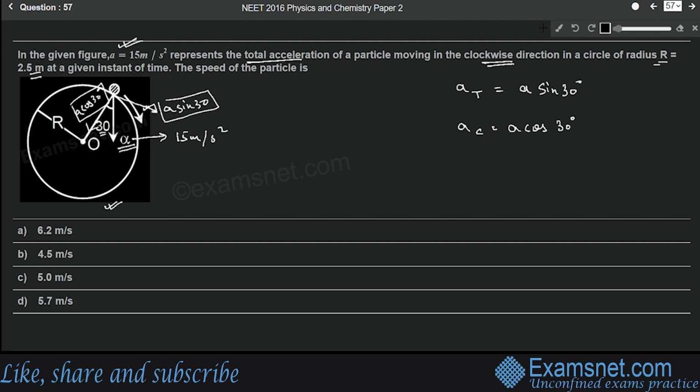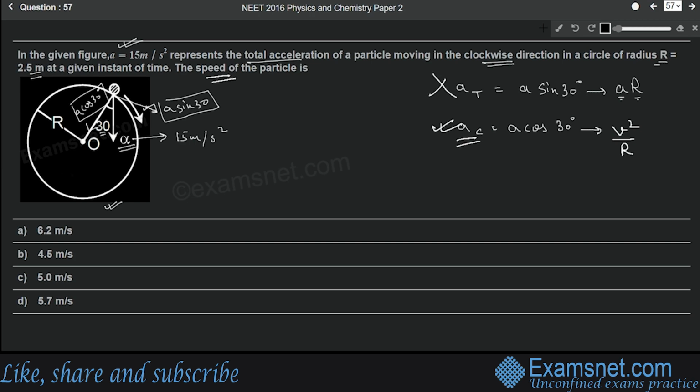Now the formula of tangential acceleration is alpha into r, where alpha is the angular acceleration and r is the radius, and the formula of centripetal acceleration is v square by r, okay? m v square by r is the force, so this is v square by r, where v is the speed of the particle and r is the radius. Now here we have to find the speed of the particle. That means we have to use centripetal acceleration. We don't have to use the tangential acceleration, okay?